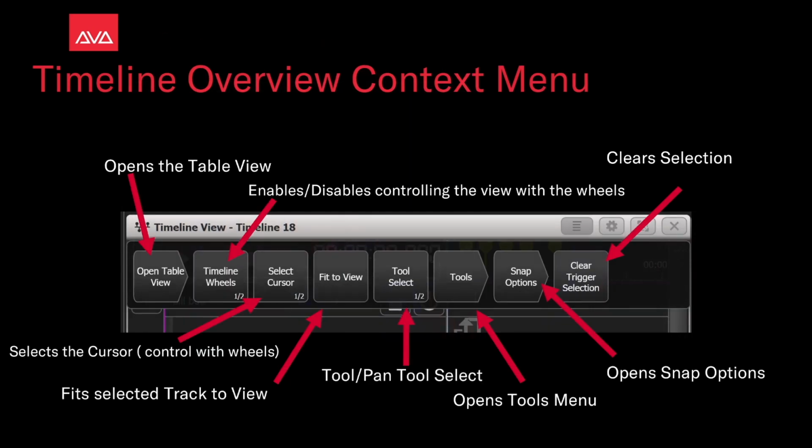So in our context menu, we have the ability to open the table view. We can enable or disable controlling the view with the wheels. We can have it select cursor, fit the selected track to the view, set it between tool select and pan. We can open the tools menu, the snap options menu, or clear our selection.